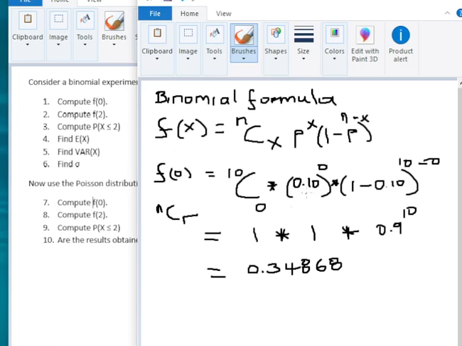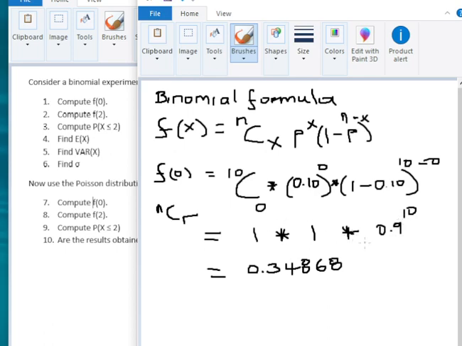Then you want to do 0.1 raised to the power of x, which in this case is 0, times 1 minus p, which is 0.9, raised to the power of n minus x, which is 10 minus 0. So we're going to get a 1 times another 1. Anything raised to the power of 0 is 1. And then times 0.9 raised to the power of 10.